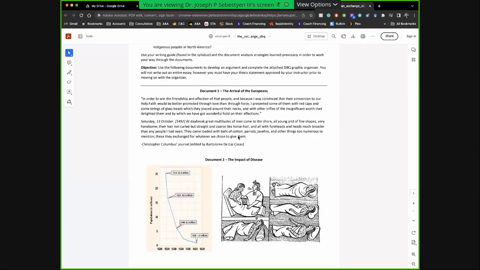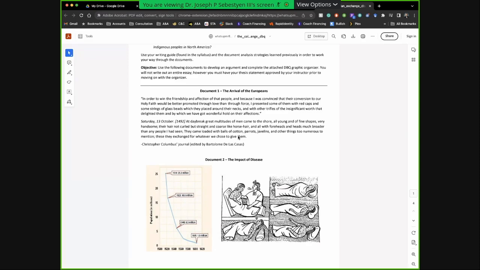In order to win the friendship and affection of that people, and because I was convinced that their conversion to our holy faith would be promoted through love rather than force, I presented some of them with red caps and some strings of glass beads, which they placed around their necks, and with other trifles of insignificant worth that delighted them, and by which we have gotten a wonderful hold of their affections.